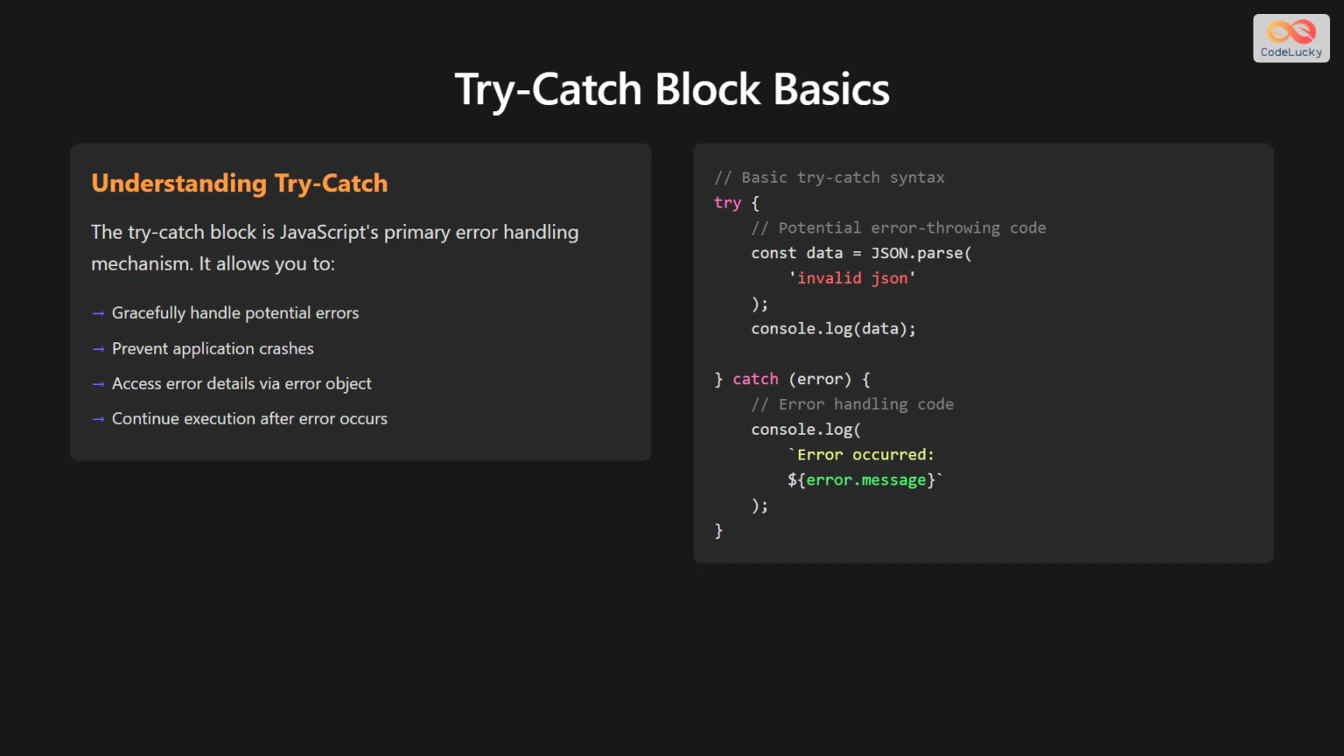Here is the basic syntax of a try-catch block. First, the try block contains the code that might cause an error. For example, if we try to parse an invalid JSON string, it will throw an error. If an error occurs, the catch block will execute. It receives the error object, and you can use this to handle the error. For example, you can log the error message.